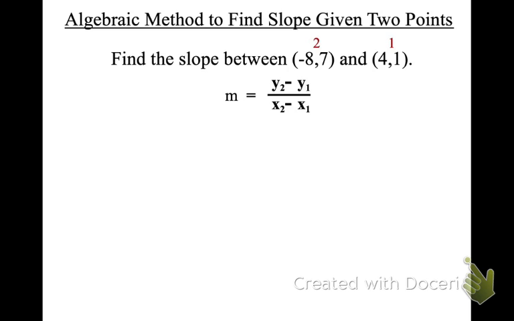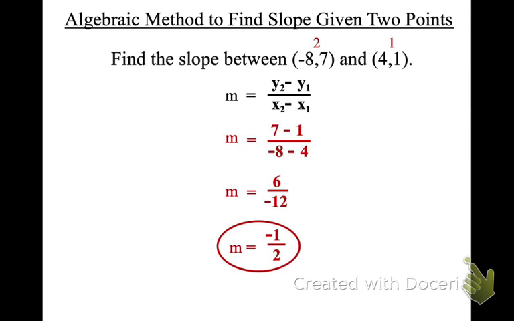So now I'm doing x2, oops, 2 is low, y2. When it's up, it means exponent. When it's down, it's just the point number. Okay? And now we're going to substitute in. This time I'm doing, the y is going here, 7 minus 1, and negative 8 minus 4. Okay? I simplify, it becomes 6 over negative 12, which it reduces to negative 1/2.